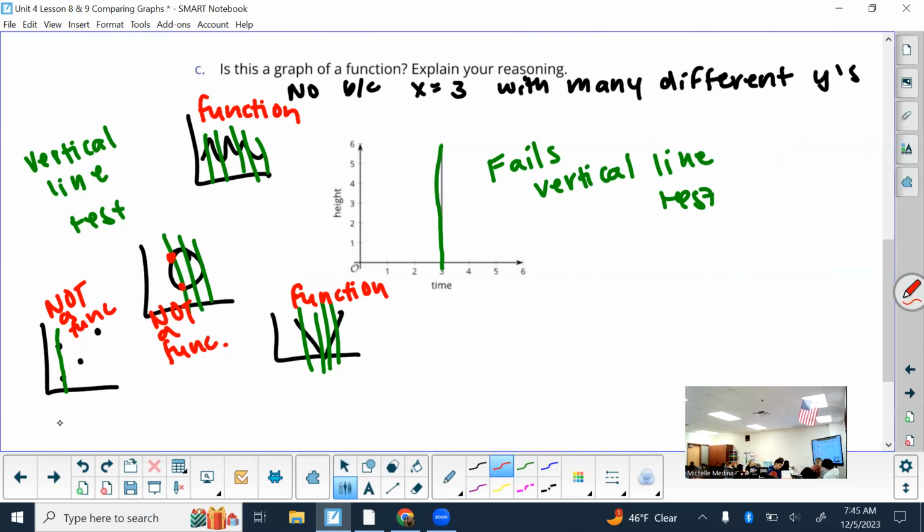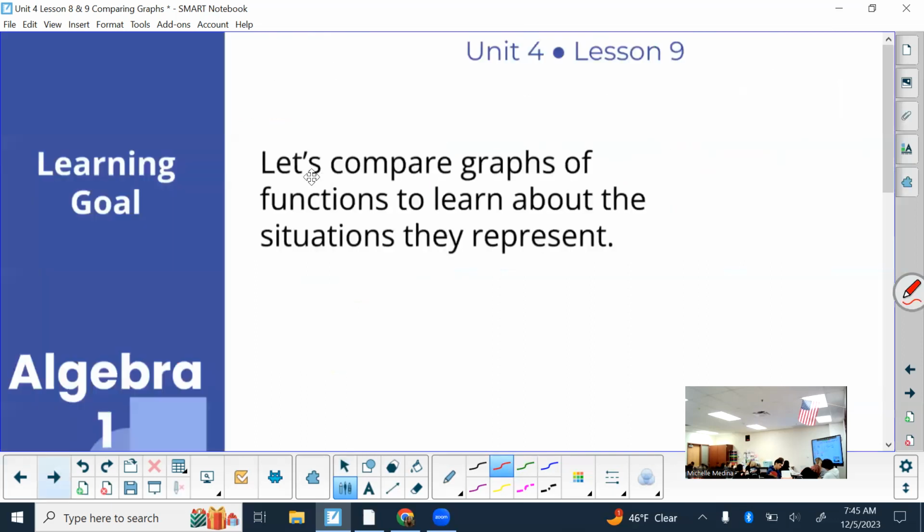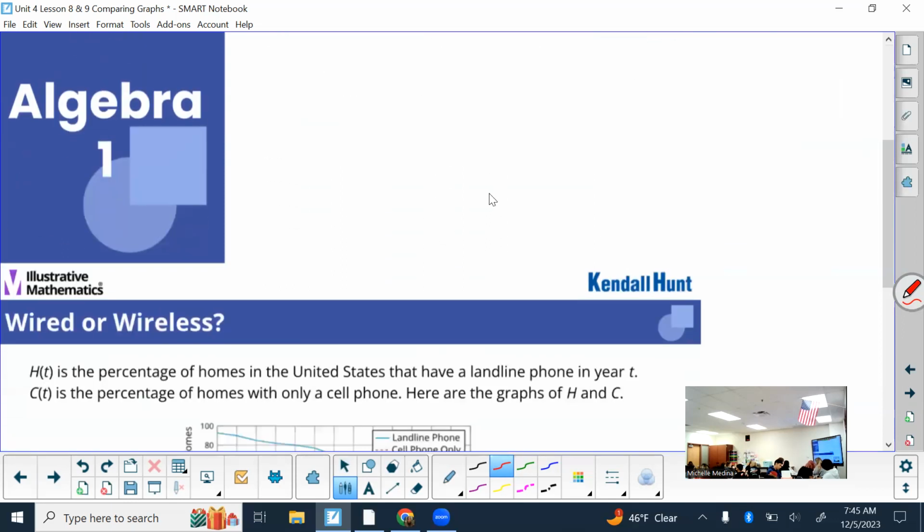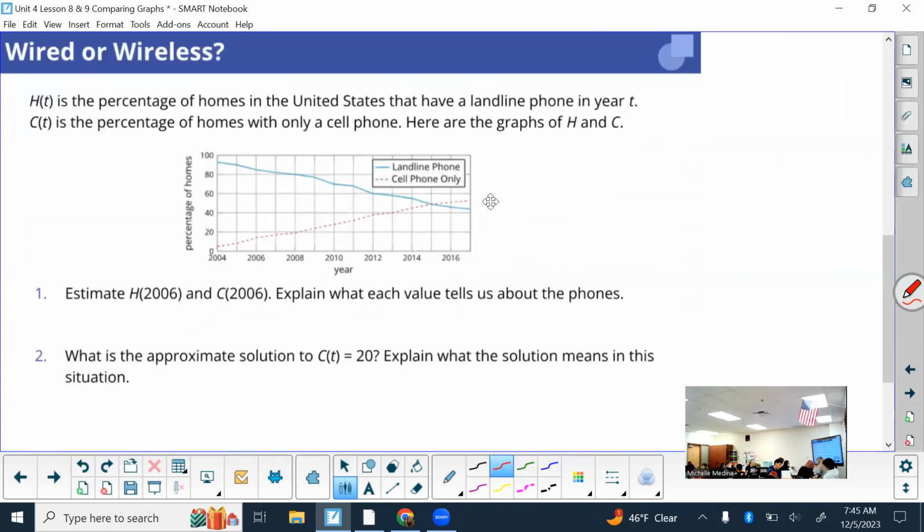All right, we are moving on then. So now we're going to look more at the comparison of graphs. This is more your lesson 9 stuff. On the back, we have Wired or Wireless. H of T is the percentage of homes in the United States that have a landline phone in year T. C of T is the percentage of homes with only a cell phone. Here are the graphs of H and C.